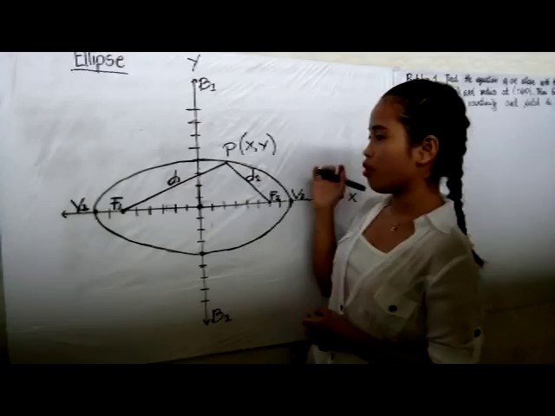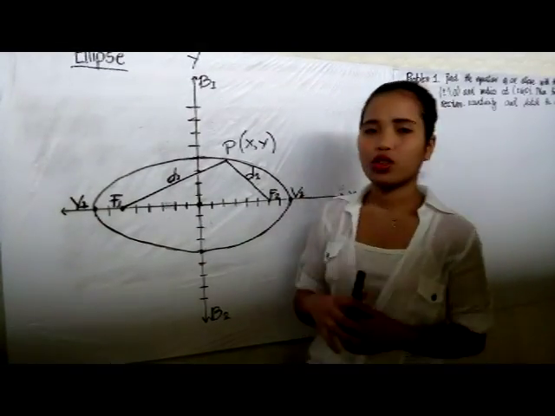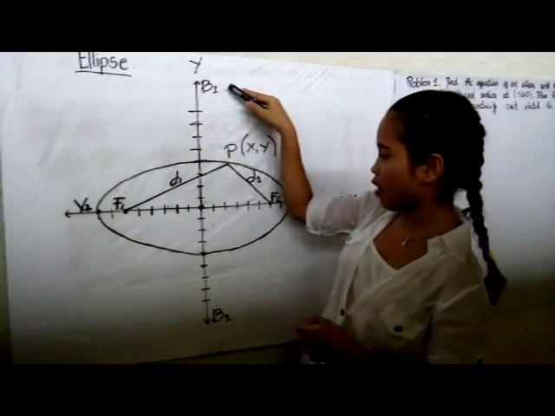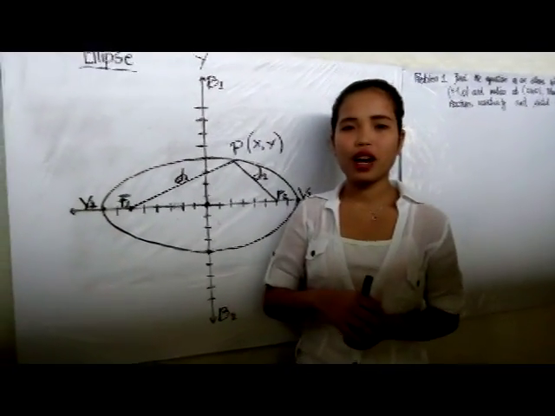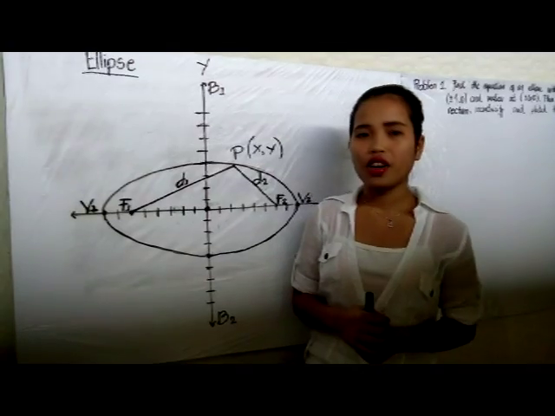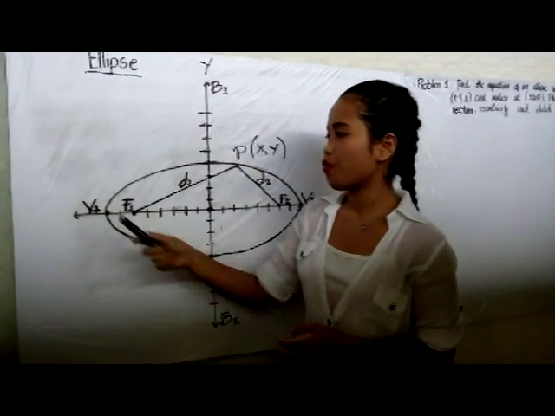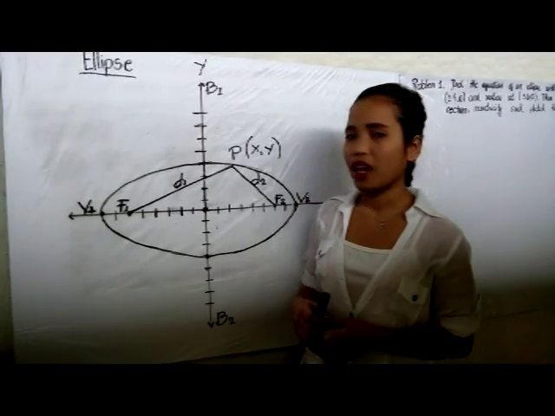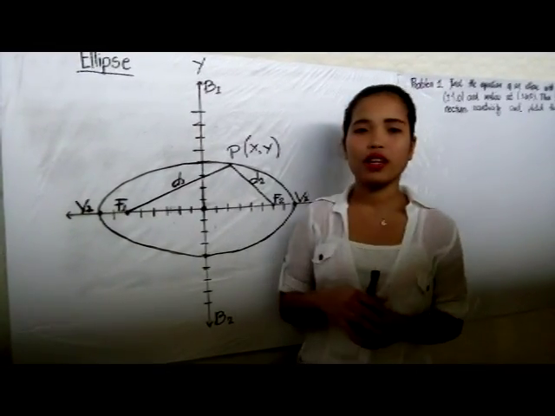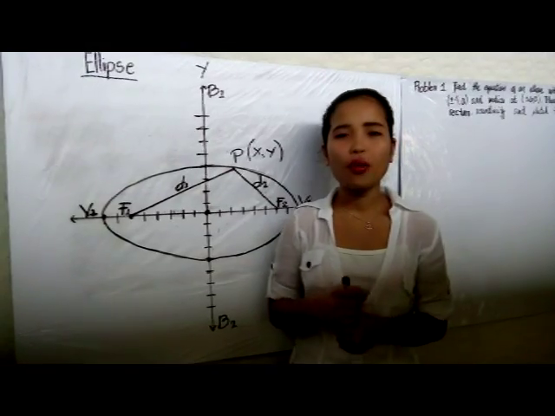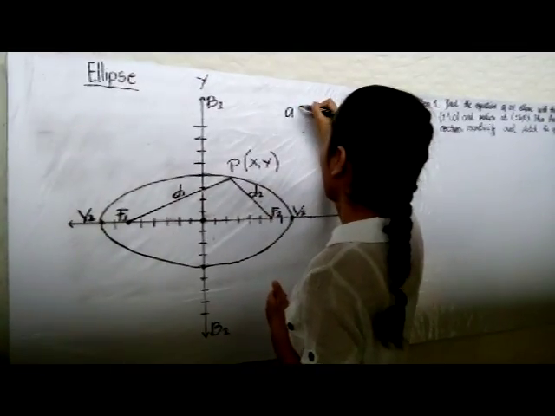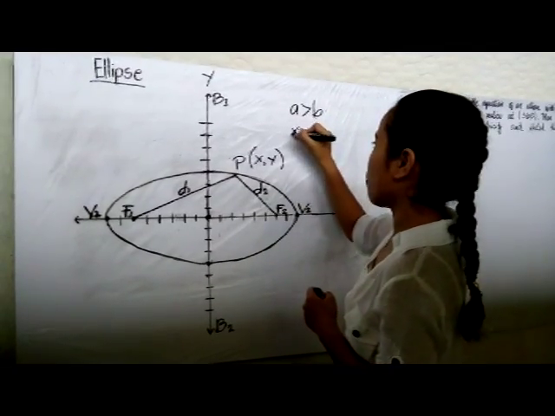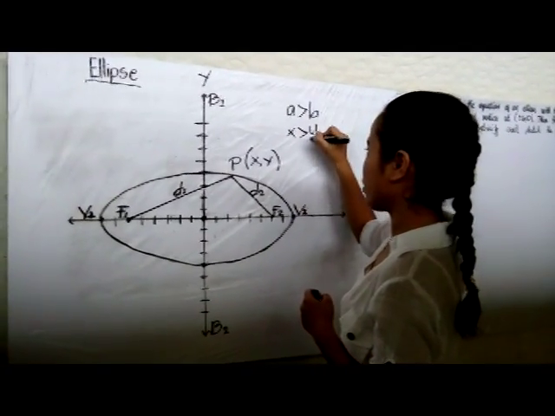Referring to this figure, V1V2 through the foci is called the major axis. The perpendicular bisector of the major axis is the minor axis, and each end of the line segment V1V2 is called a vertex. The midpoint of the line segment F1F2 is called the center of the ellipse. Always remember that A is always greater than B, or simply, the x-intercept is greater than the y-intercept.